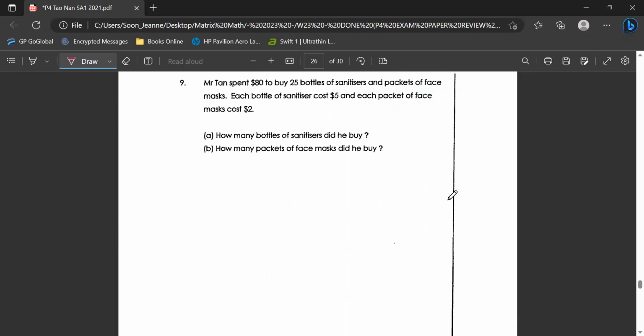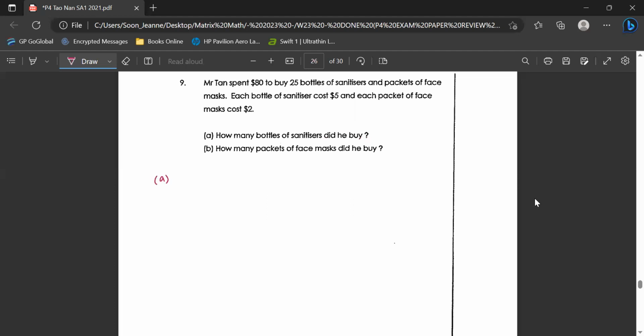Mr. Tan spent $80 to buy 25 bottles of sanitizers and packets of face masks. Each bottle of sanitizer costs $5, and each packet of face mask costs $2. A is asking for how many bottles of sanitizers did he buy, and B, how many packets of face masks did he buy. So if you know your work very well, you will know that this is a question regarding supposition. So we are going to use supposition to solve this.